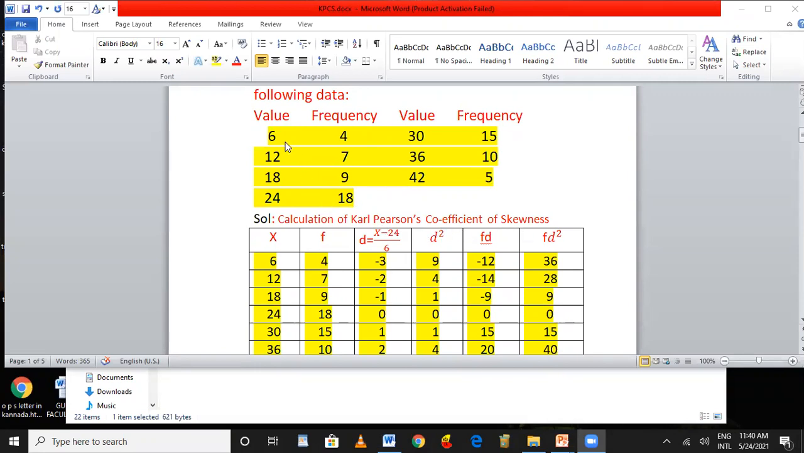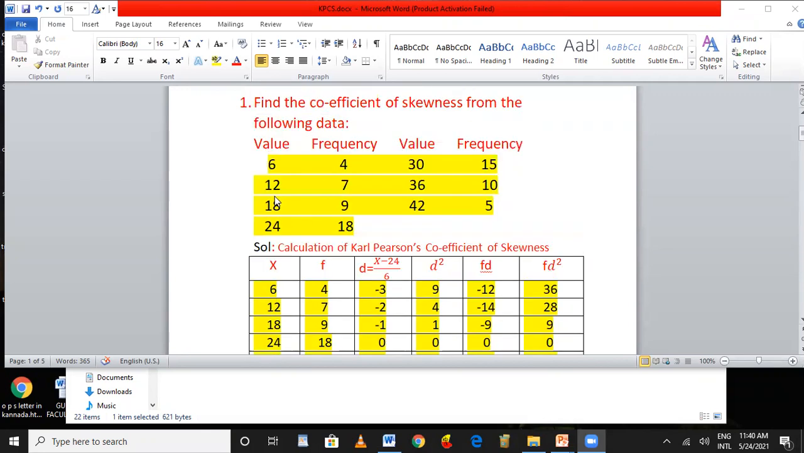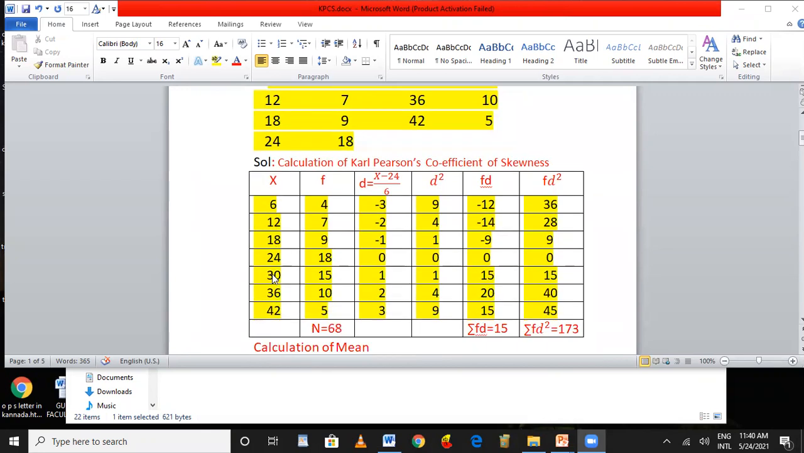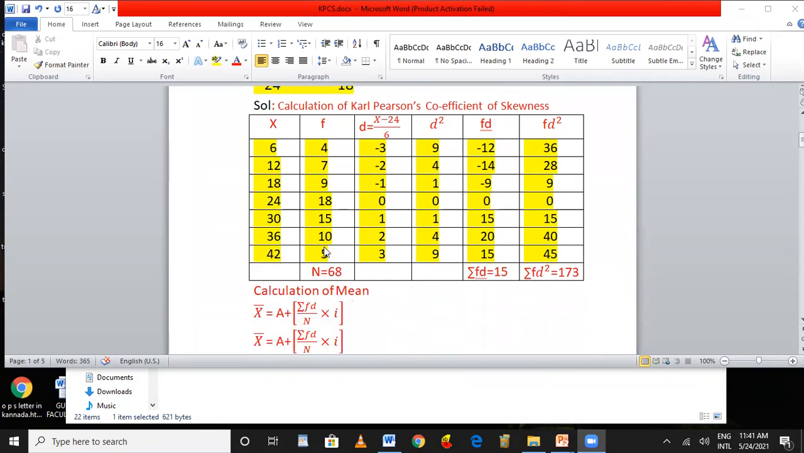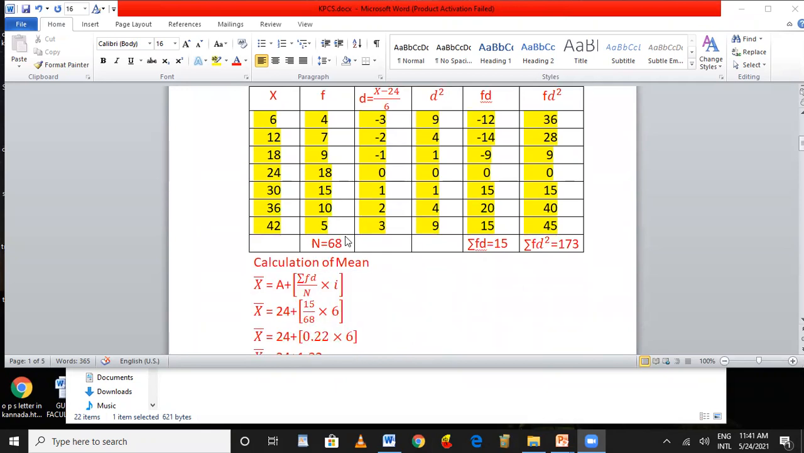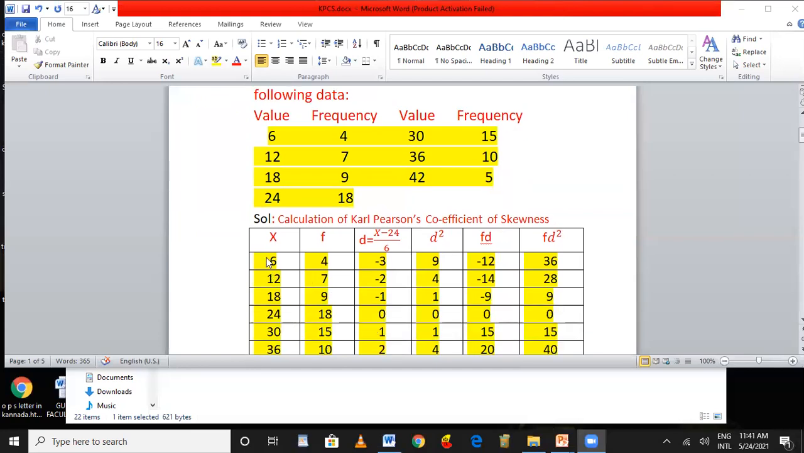We have written 6, 12, 18, 24, 30, 36 and 42 in the first series, as we assumed the value will be the X series. And then the frequency is the F series: 4, 7, 9, 18, 15, 10, 5. We have written the X series and the F series.